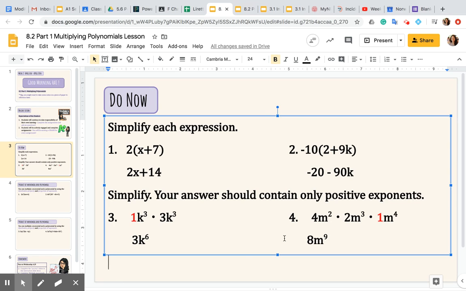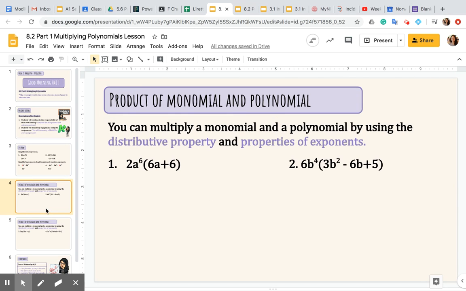Okay. So if you can do the distributive property, if you know how to multiply things, and you can do properties of exponents, then you can do this lesson because it's kind of combining both of those things. So last time we talked about monomials and polynomials. A monomial is just a number, a variable, or the product of the two. A polynomial can be a monomial, or it can be more than one monomial that's being added and subtracted together.